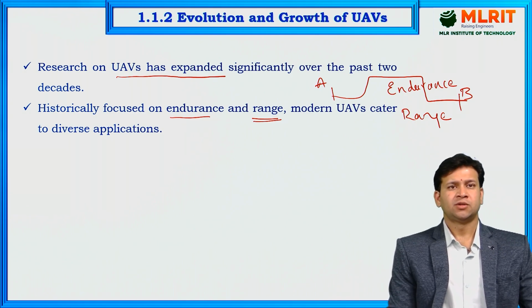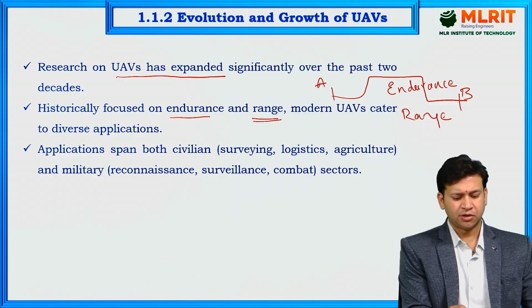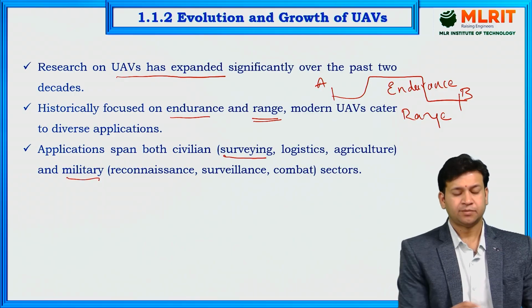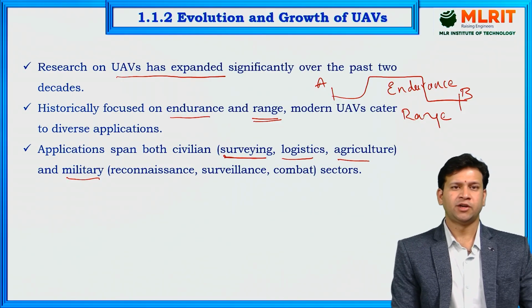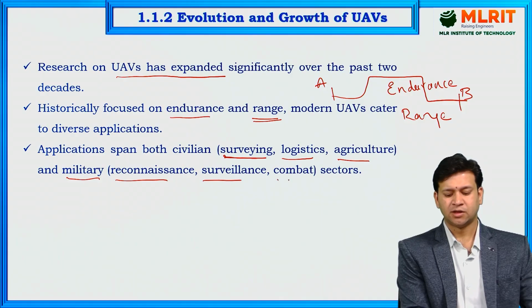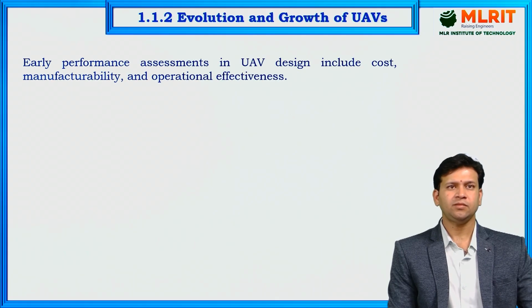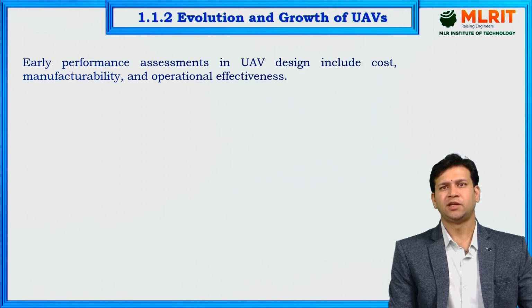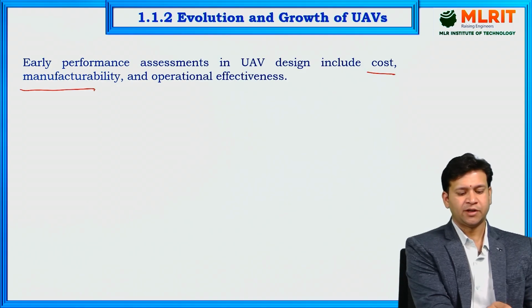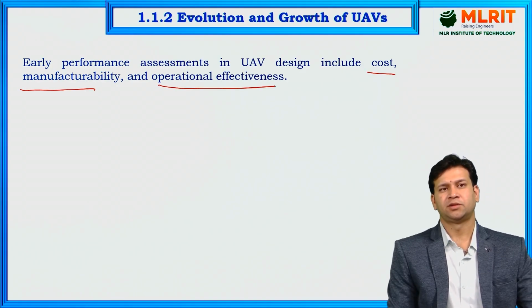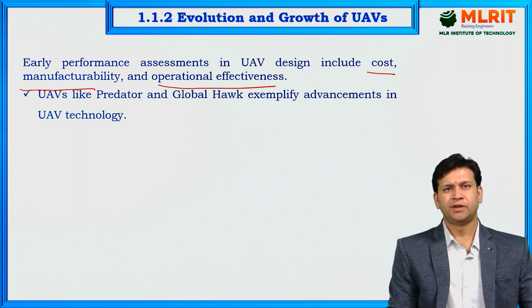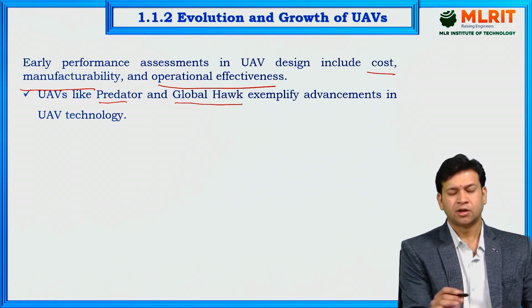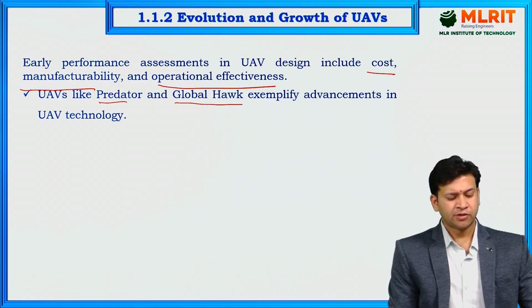Modern UAVs cater to diverse applications. Applications span both civilian and military. Under civilian, we have surveying, logistics, agriculture, and under military applications, we have reconnaissance, surveillance, and combat. Early performance assessments in UAV design include cost, manufacturability, and operational effectiveness. UAVs like Predator and Global Hawk exemplify advancements in UAV technology. These Predator and Global Hawk are US based designs which are globally used.